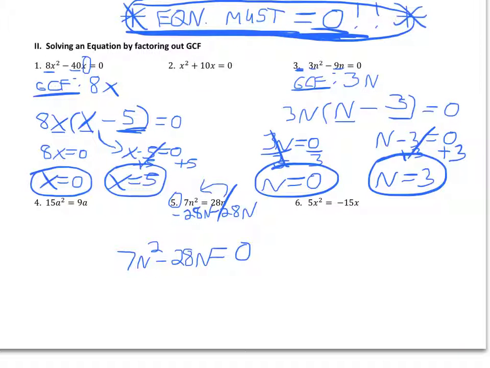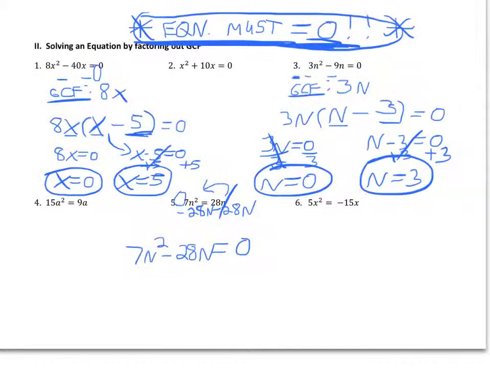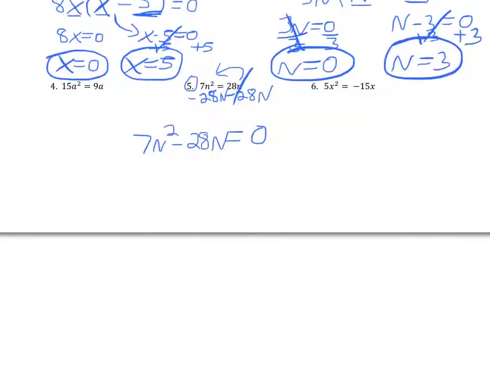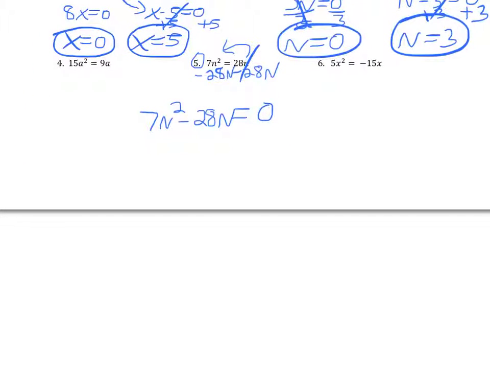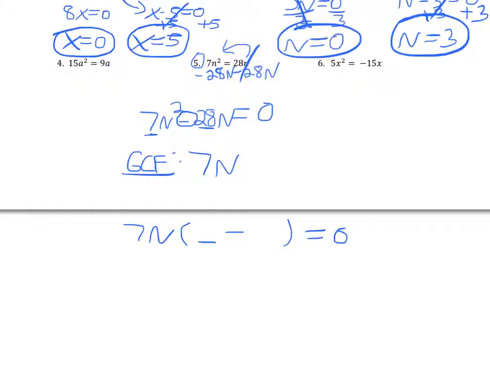Now it looks like 1, 2, and 3, so I do the same thing I've been doing. I'm going to look for a GCF. Let's move this up so I have some more space. The GCF for this, 7 and 28: the biggest number that goes into both is 7. And if I have n squared and n, well, n is going to be in the GCF. So we pull the 7n out. Again, I have this minus, so I'm going to have a minus here.